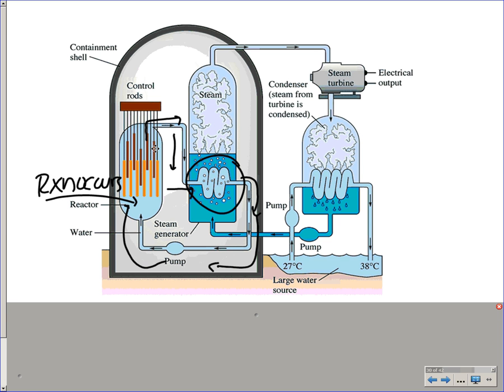Okay, the most important part here is that this coiled area where the heated water comes through actually heats up the surrounding water, and then that heated water turns to steam. Now, this is like any other electric power plant or hydroelectric power plant where steam is used to turn turbines.